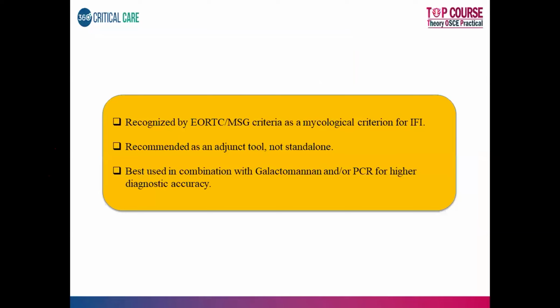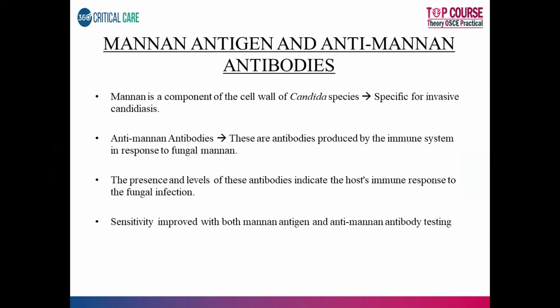This is also recognized by the EORTC MSG criteria as a mycological criterion for the diagnosis of invasive fungal infections. It is recommended as an adjunct tool, but not as a standalone tool. It is best used in combination with galactomannan and/or a PCR for higher diagnostic accuracy, because it is positive in most fungi. So you use it with galactomannan so that you can diagnose aspergillus, and if a PCR is available, use it along with that, but not as a standalone diagnostic test.